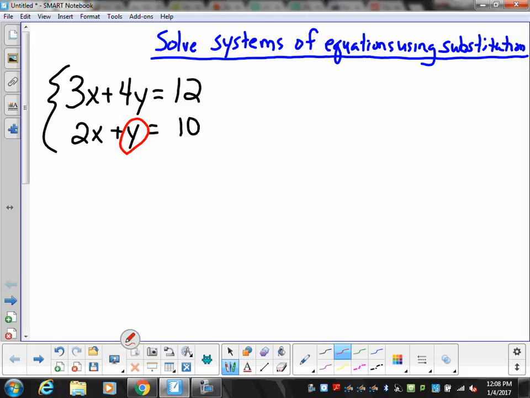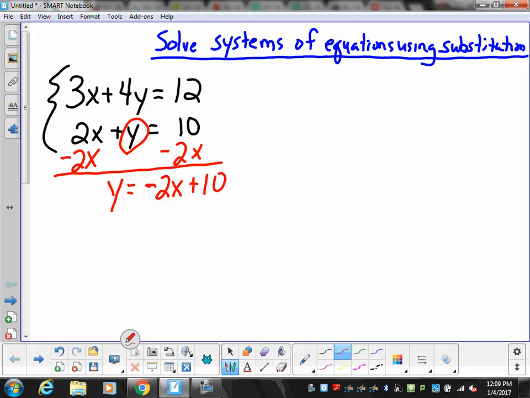So how do I get y by itself in this equation? What do I got to get rid of? Subtract 2x. Alright? So I need to get rid of that 2x. I want to subtract it from there and do the same thing on the other side. So that eliminates that 2x there, and I got y equals a negative 2x plus 10. Okay, so at this point, I know exactly what y equals. Y equals negative 2x plus 10.